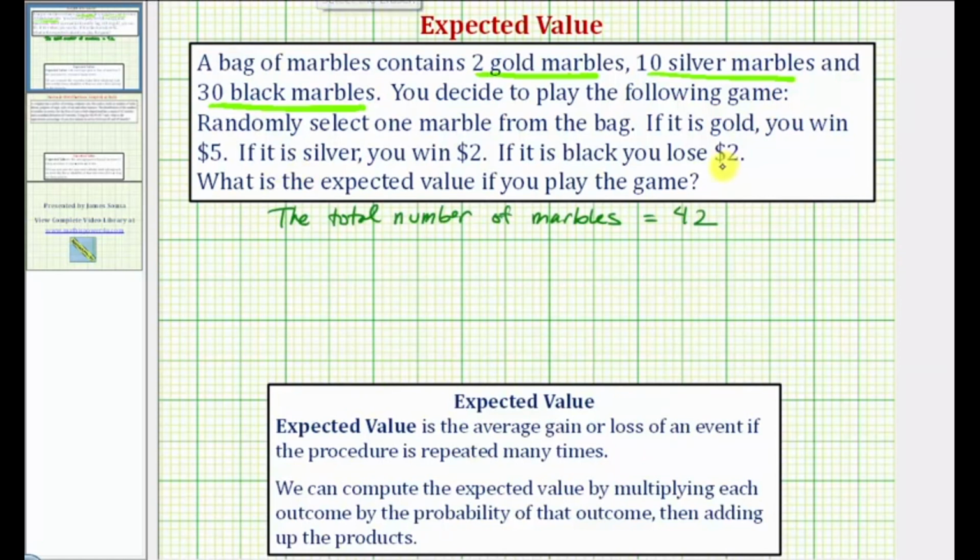And now there are 3 outcomes. You can win $5 if you select gold, you can win $2 if you select silver, and you can lose $2 if you select black.